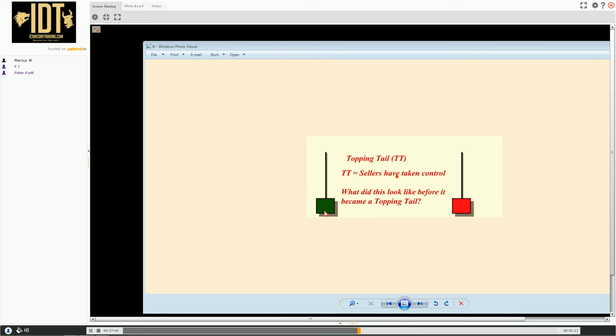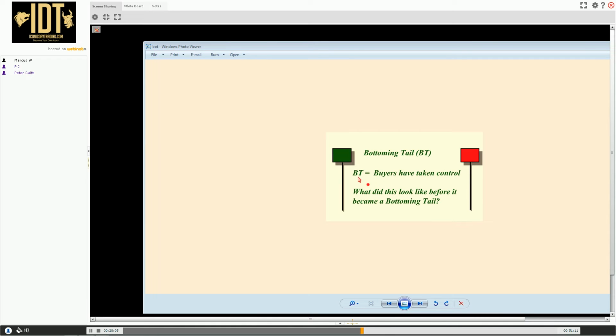Okay? Again, topping tails followed or preceded by the dojis or the neutral bars, the momentum slowers. You put those two together, you know you've got a change of direction. Okay? It's putting the pieces of the puzzle together.